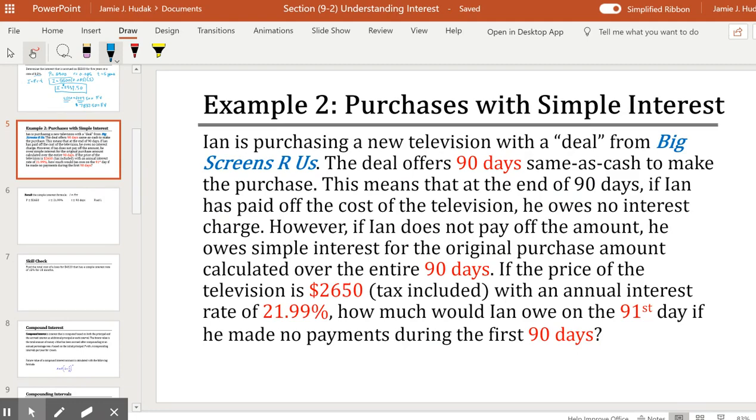In example 2, purchases with simple interest. It says Ian is purchasing a new television with a deal from the Big Screens R Us television store. The deal offers 90 days, same as cash, to make the purchase. This means that at the end of 90 days, if Ian has paid off the cost of the television, he owes no interest charge. However, if Ian does not pay off the amount, he owes simple interest for the original purchased amount calculated over the entire 90 days. If the price of the television is $2,650, and that is with sales tax included, and there is an annual interest rate of 21.99%, how much would Ian owe on the 91st day if he made no payments during the first 90 days?